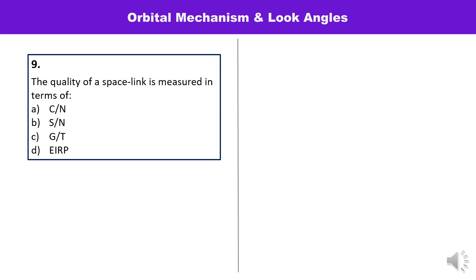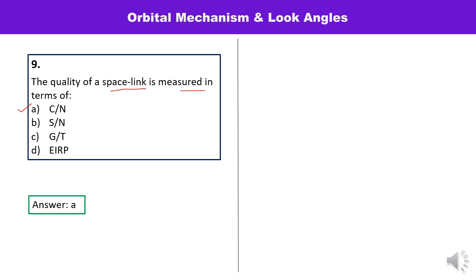Next question is, the quality of space link is measured in terms of. In which particular term is the quality of the satellite link or the space link measured? It is measured in terms of carrier to noise ratio. So this is the term via which quality is being measured. Let us check the answer. Carrier to noise ratio is the correct answer.